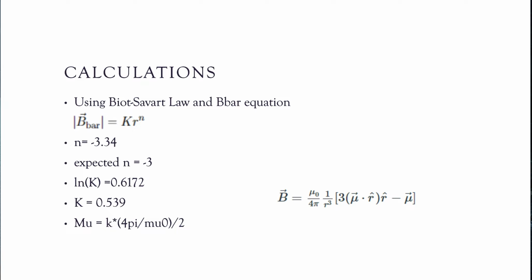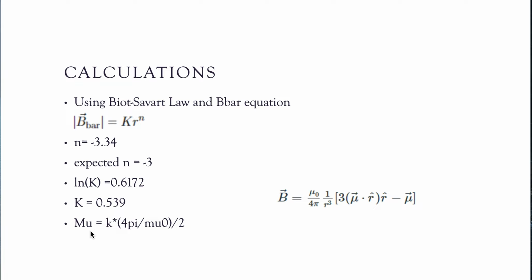And in our experiment, we found the n to be equal to negative 3.34, which is the slope of the graph. And the expected n of the graph is negative 3, as we have seen in the Biot-Savart equation right here. Generally, it is expected to be negative 3, and so we were not that far off. And so to find the value of k, we would have to take the natural log of k. We set ln of k equal to the y-intercept, and we solved for k at that point, which we found k to be equal to 0.539.